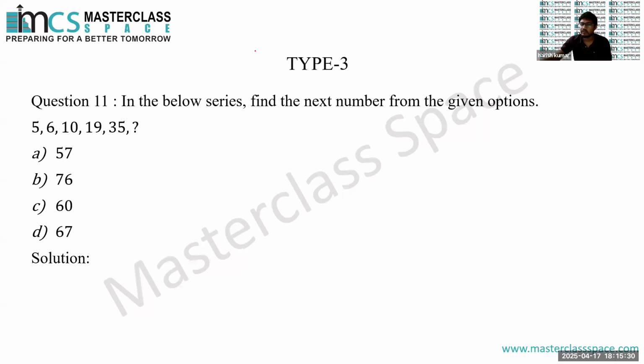So again, what is the first step that we will be doing? Taking the differences, right? So 5, 6, 10, 19, 35. The difference between 5 and 6 is 1, 6 and 10 is 4, 10 and 19 is 9, 19 and 35 is 16. So these are your perfect squares: 1 square, 2 square, 3 square, 4 square. So next will be 5 square, which is 25. So 35 plus 25 is 60. Yes, 60 is the right answer.